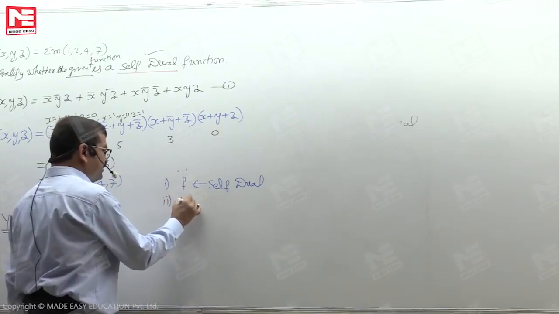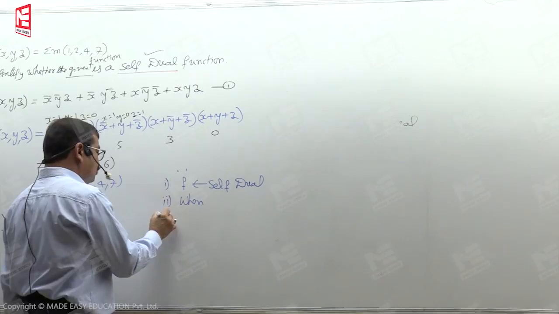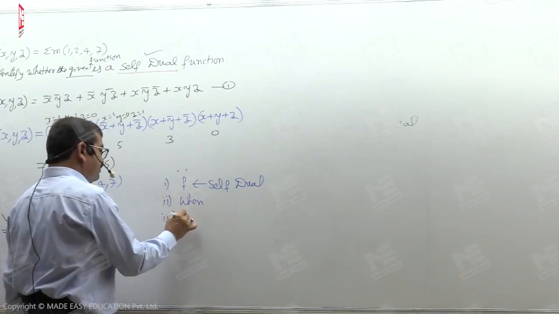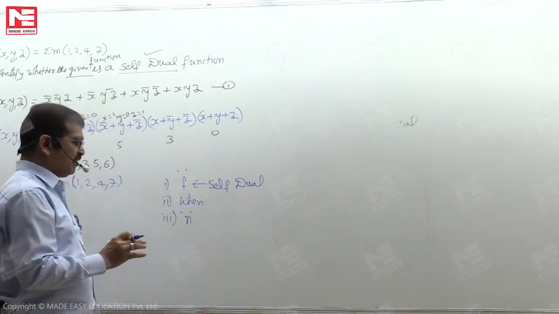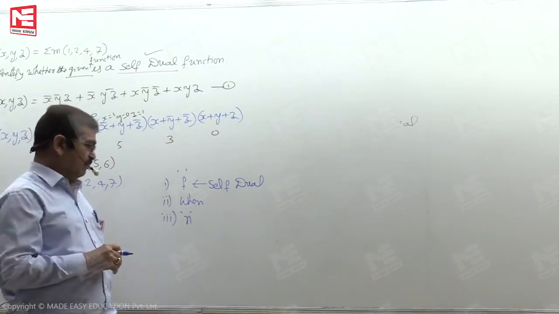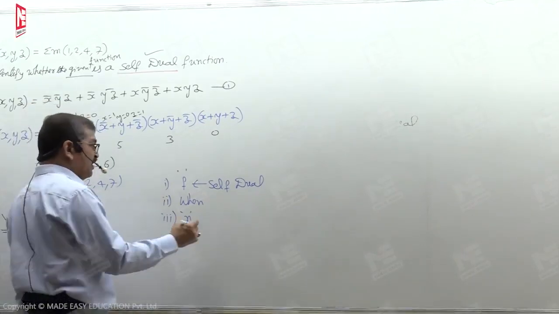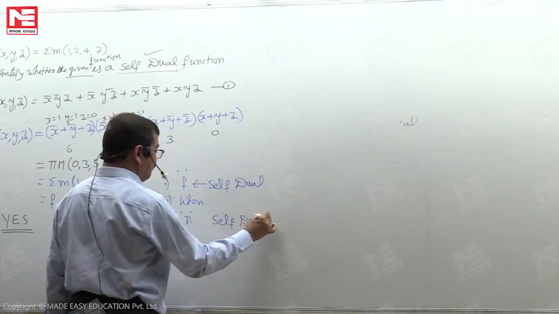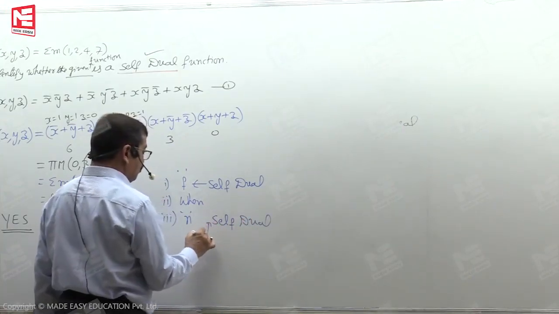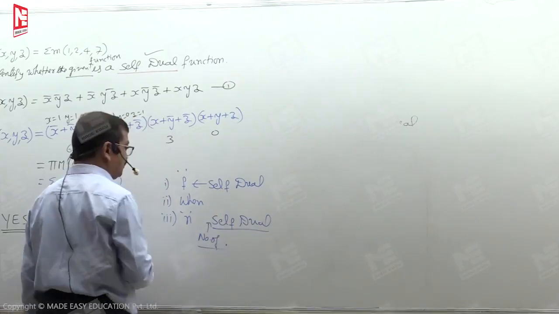When a function is possible to be a self-dual function, then we can speak this. We need to understand: suppose we are having a function on n variables. By using n Boolean variables, how many self-dual functions are possible? These things we need to identify.